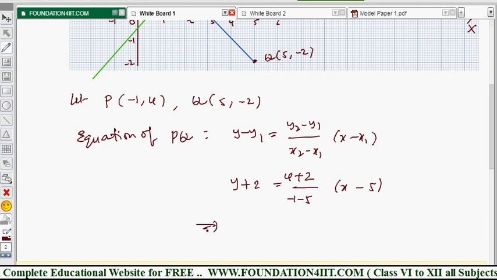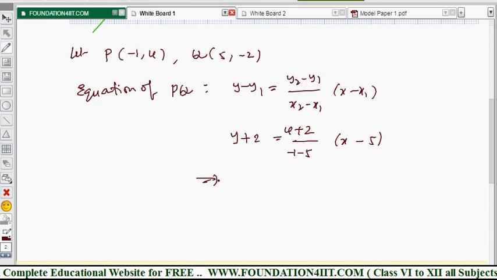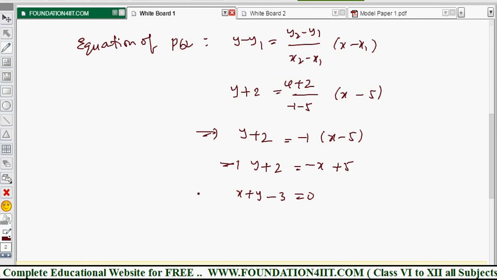Then using this, y plus 2 is equal to minus 1 into x minus y, and by simplifying, y plus 2 is equal to minus x plus 5. Take all the terms on one side, then x plus y minus 3 is equal to 0. This is the equation of the PQ line. That is nothing but the AB line.